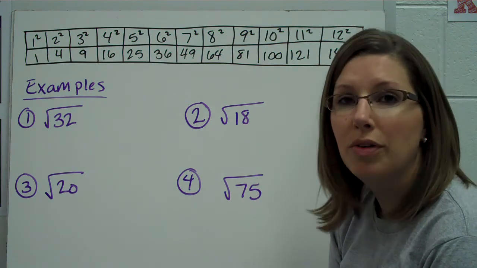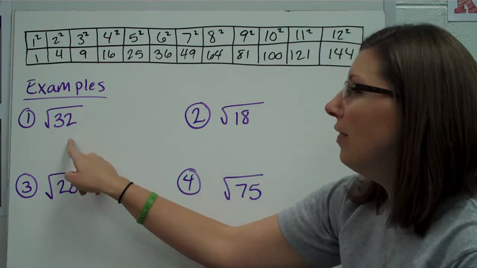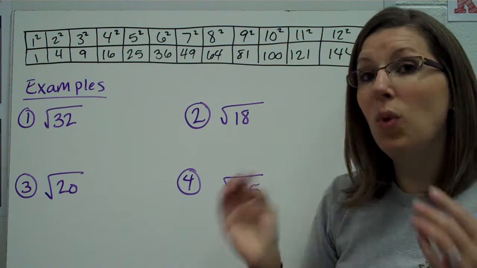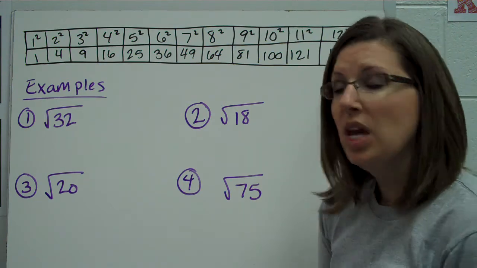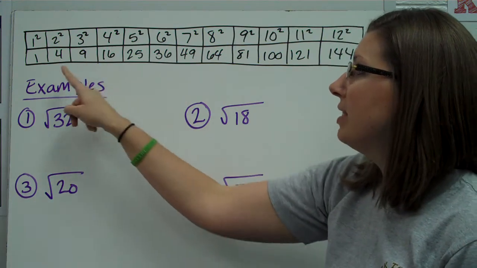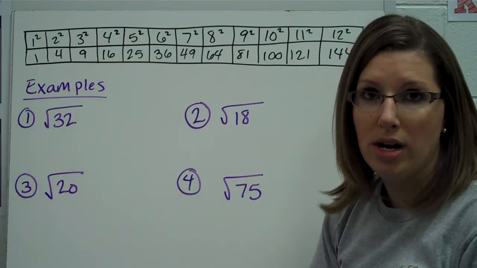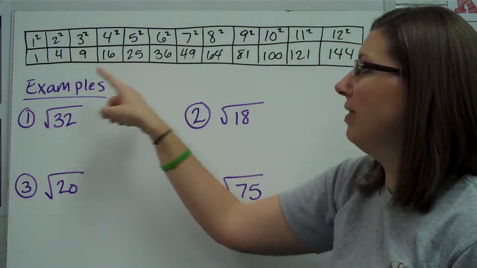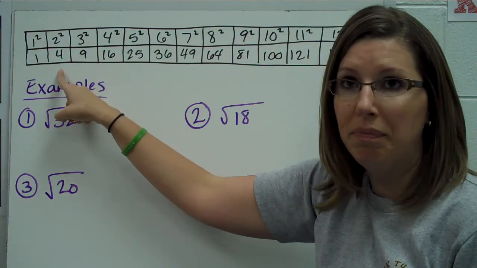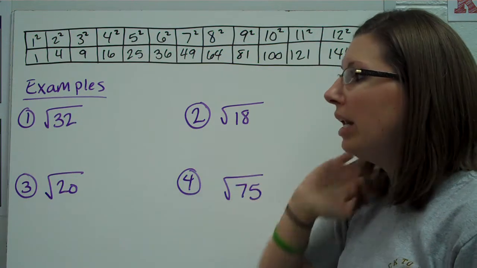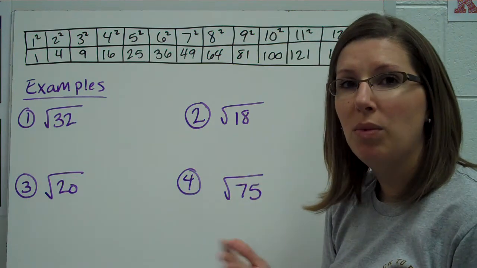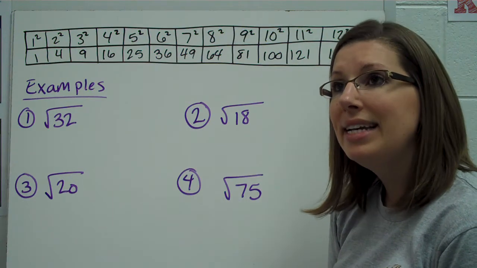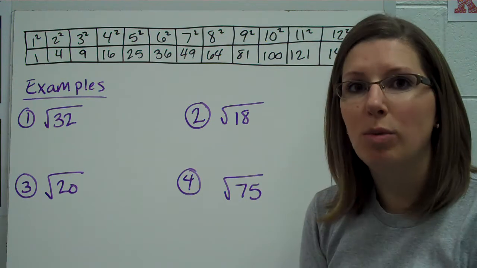When we start simplifying, we have to ask ourselves, okay, we've got the square root of 32. What times what gives me 32? I want to pick one of these perfect squares and ask, is 32 divisible by any one of these? Is it divisible by 4? Well, yes it is. But if it's divisible by 4, 4 times what? 4 times 8 makes 32? Well, 8 is also divisible by 4.